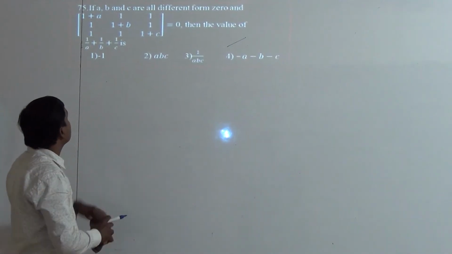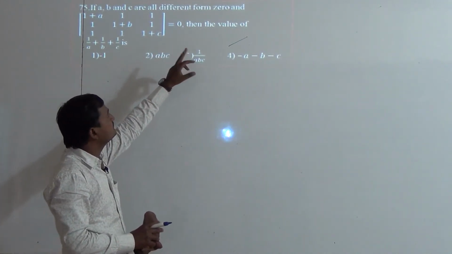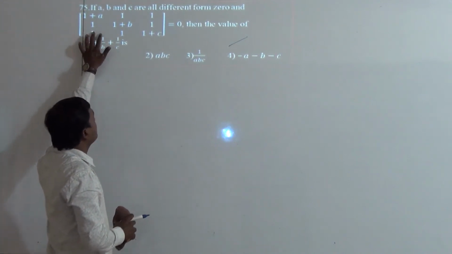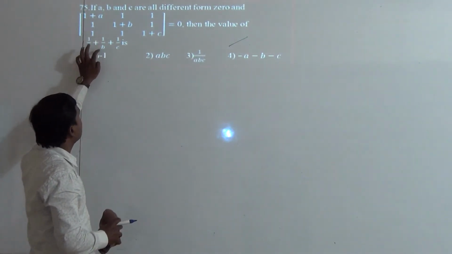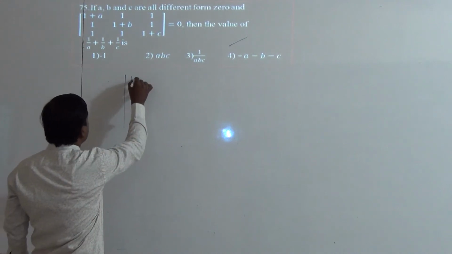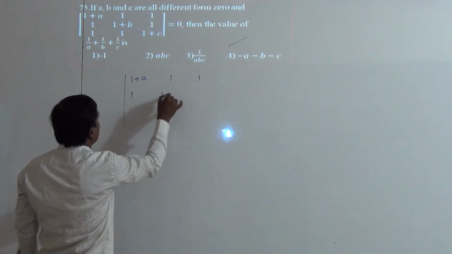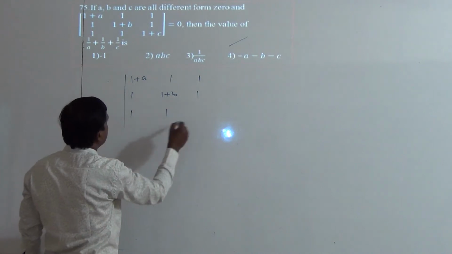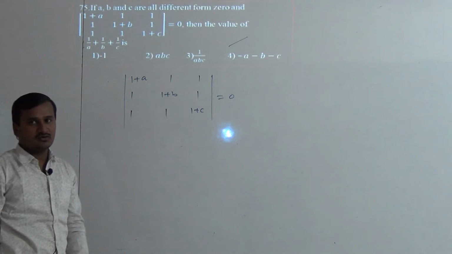Okay, next one. If a, b, c are all different from 0, and the determinant of this matrix is equal to 0, then what is the value of 1 by a plus 1 by b plus 1 by c? So here what they have given is the determinant of 1 by a, 1, 1; 1, 1 plus b, 1; 1, 1, 1 plus c. They have given the value of this determinant equal to 0.